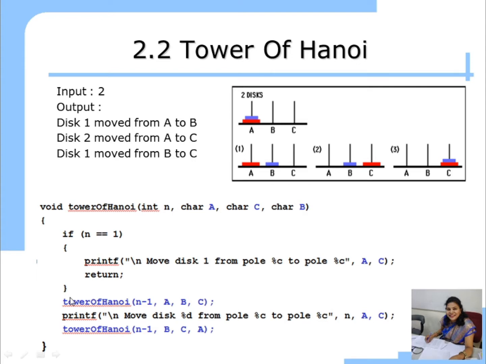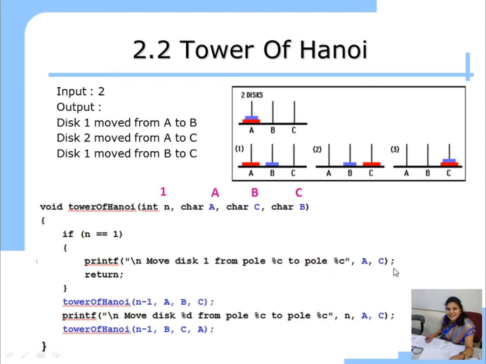This is recursion: tower of Hanoi calls itself. So n minus 1, 2 minus 1, is 1, with A, B, C. Now A is the source, B is the destination, and C is the temporary. Again, is n equal to 1? Yes, now n is equal to 1. We have not moved anything till now. Is n equal to 1? Yes. So move disk 1 from pole %c to pole %c.